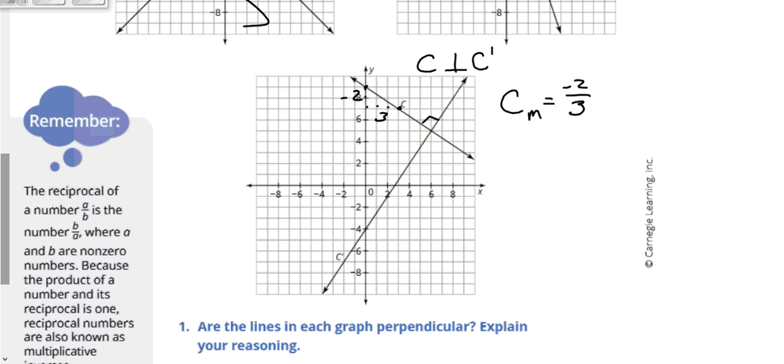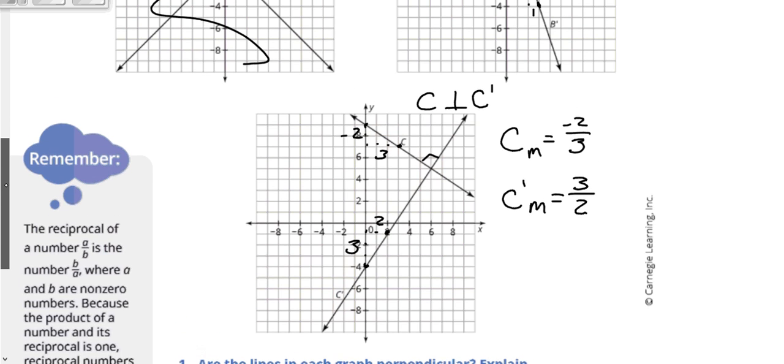And for C prime, pick 2 points here and here. So I'm going to go 1, 2, 3 up, and 1, 2 over. So it looks like for C prime, my slope is up 3, a rise of 3, and a run of 2. All right, again, similar numbers.